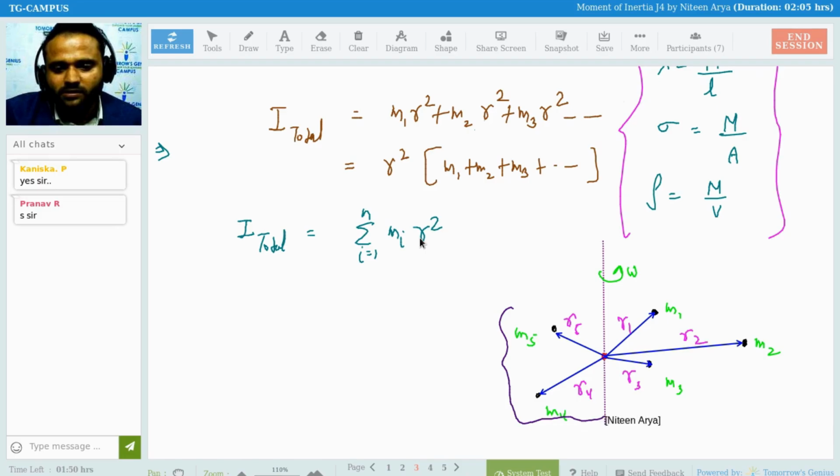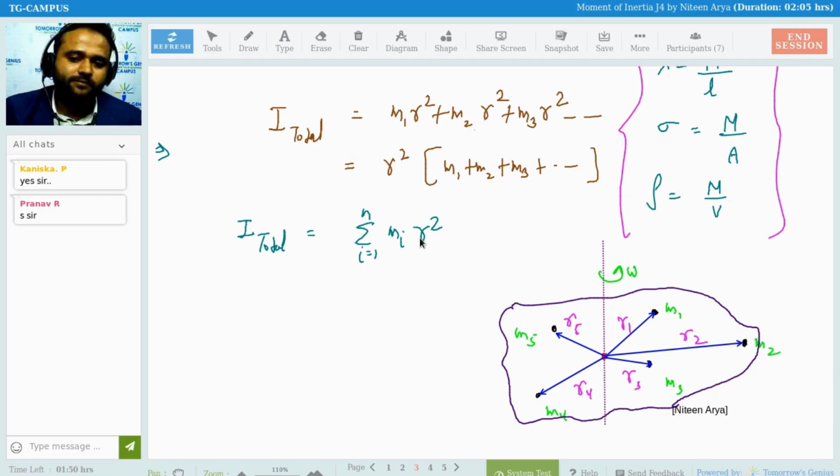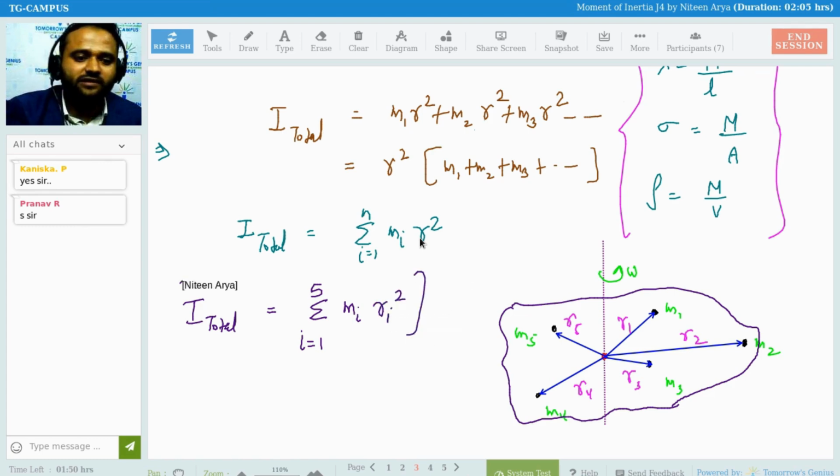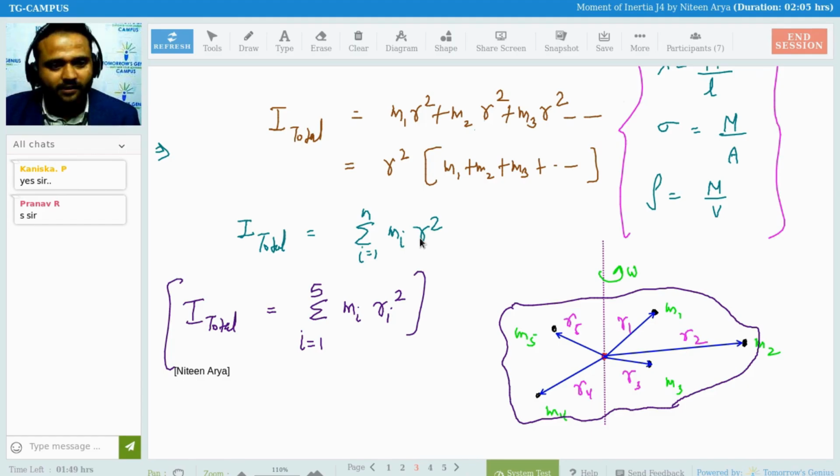Suppose this is the unsymmetric body containing these 5 particles. If I know the number of particles and it can be discrete, then what I can do from here is write I total again. Now I can put summation i equals 1 to 5, because I have only 5 particles, m_i, because m1, m2, m3 and so on, and that is r_i square. Is this clear?